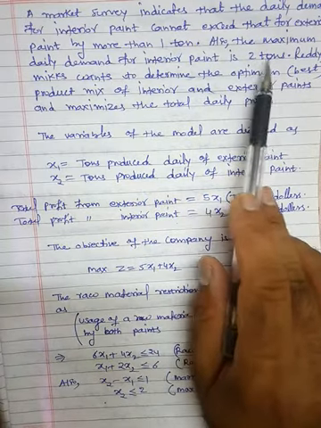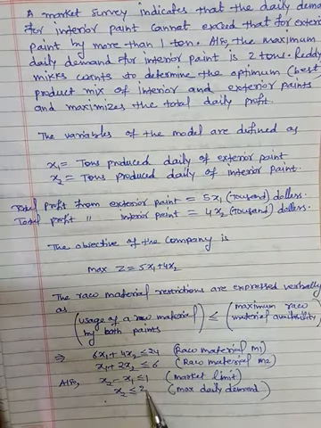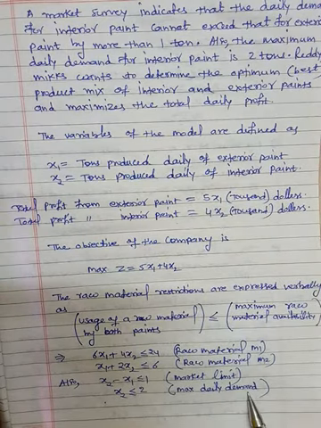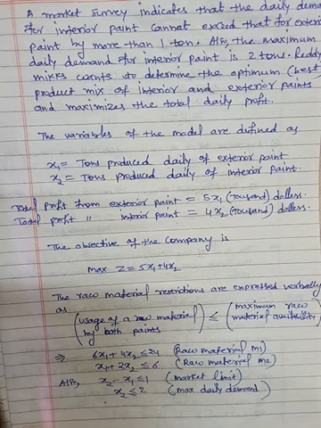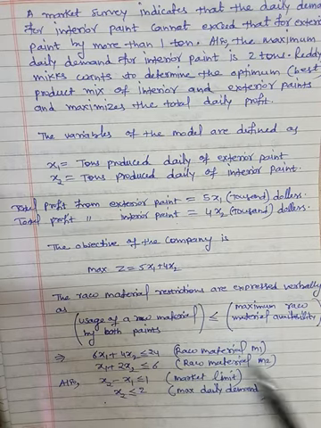That means x2 should be less than or equal to 2 ton. This is the maximum daily demand. So these are the 4 constraints. These are already given to you. So this is our objective function. These 4 are our constraints.